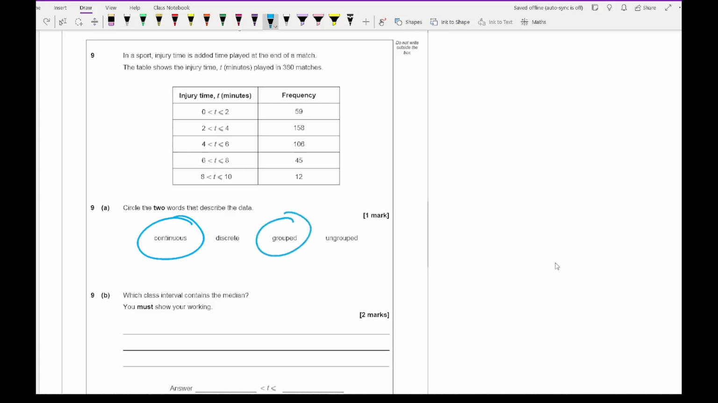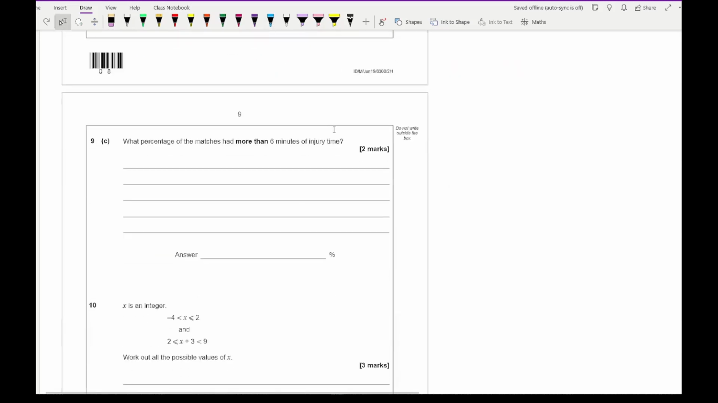Now question 9b says which interval contains the median. Well, if we've got 380 bits of data, we divide that by 2, and I end up with 190. So what I need to do is find out where is 190 along this data. So here I've got 59, and then the 190th person or game is going to be in this group here. So the interval is going to be 2 and 4.